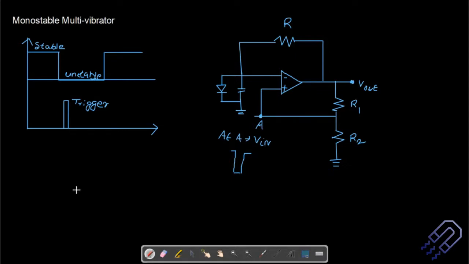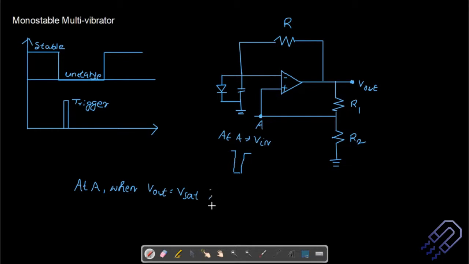Okay, so what happens is at this particular point A, when V out is equal to V saturation. We have not applied any input now. We have just started the circuit. And we are basically saying that the V output is nothing but the V saturation.